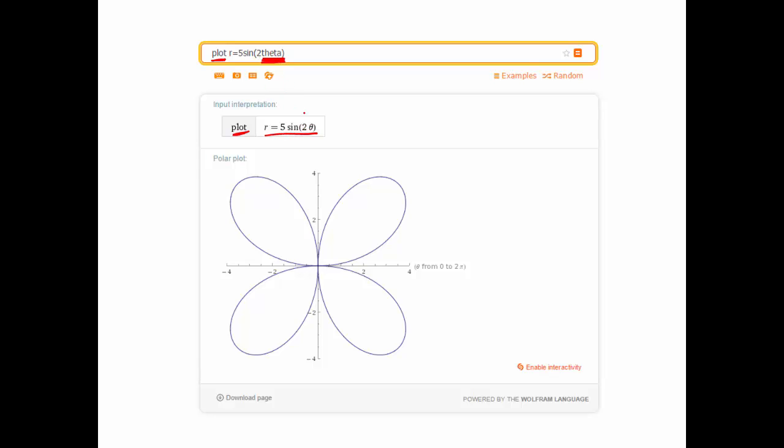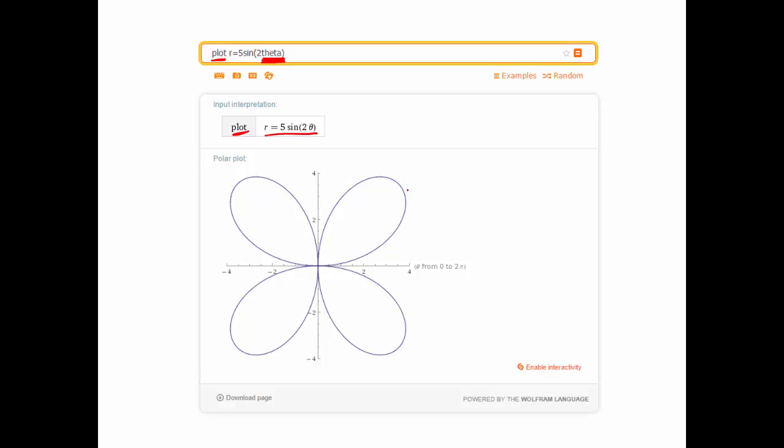It knows that when I type in theta, I want that to be the Greek letter theta, and it knows that I probably want to plot this in polar. And then look at this, it gives me a graph that kind of looks like a flower petal, and that's actually what I call these graphs. That's what most people call them, flower graphs.